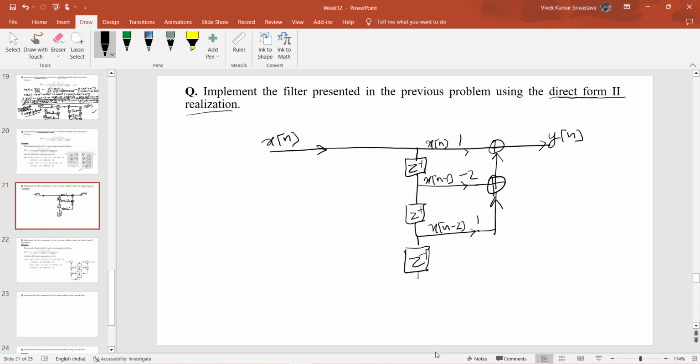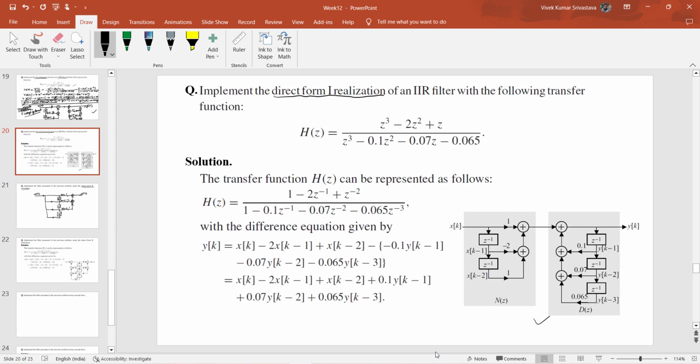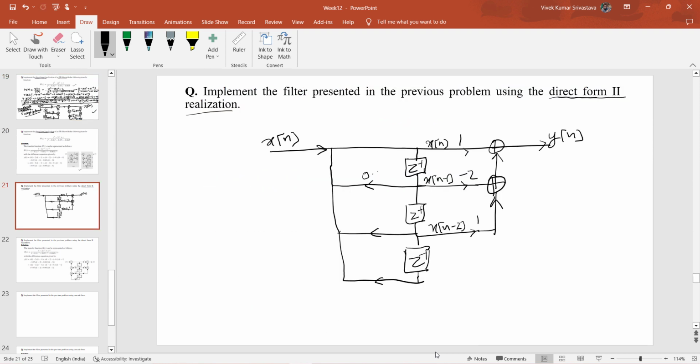Okay, so like here you have to just multiply this corresponding factor. Okay, so like, this is 0.1, 0.07, and 0.065. Okay, so the corresponding factors we have multiplied. So this is basically representing the direct form 2 realization of IIR filter.